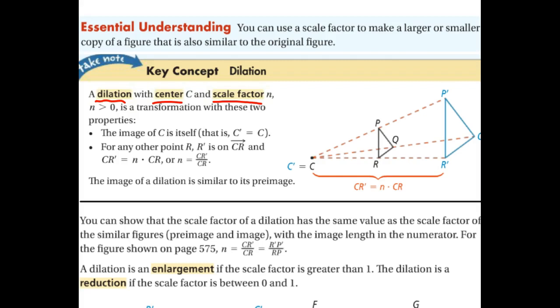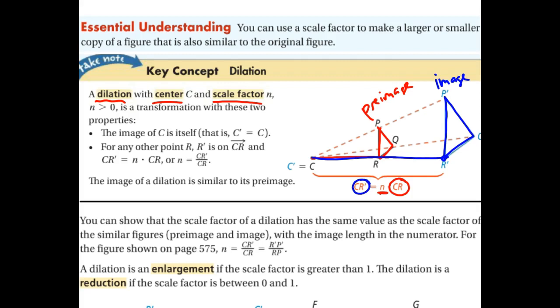So if you're looking at this picture up here, we've got PQR, our original pre-image, and you can see that we have this image over here that is larger. This image over here in blue is a dilation of PQR. If you look below, there are these measurements right here. You can see that CR times the scale factor equals this distance from our center of dilation to the image of R, which is R prime. And that's what it says right there.